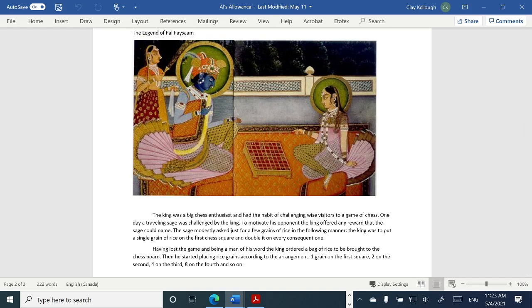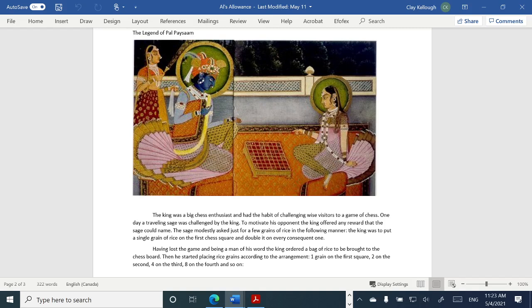To motivate his opponent, the king offered any reward that the sage could name. The sage modestly asked for just a few grains of rice in the following manner. The king was to put a single grain of rice on the first chess square. Have you heard this story before? Then 2 grains of rice on the second square. Then 4 grains of rice. Each square along the chessboard, doubling how many grains of rice were on the previous one.